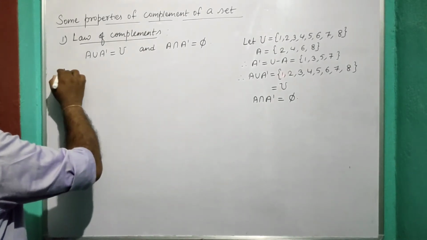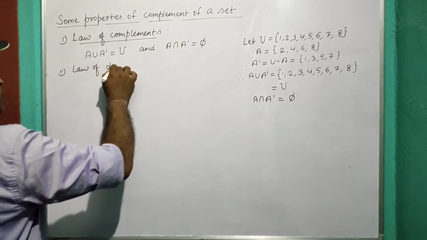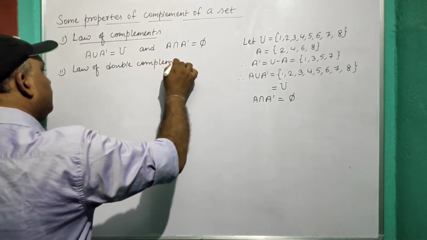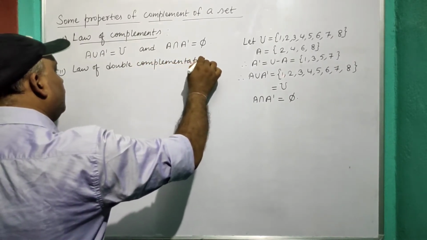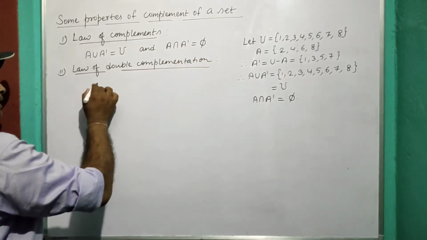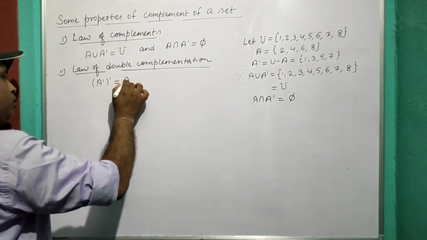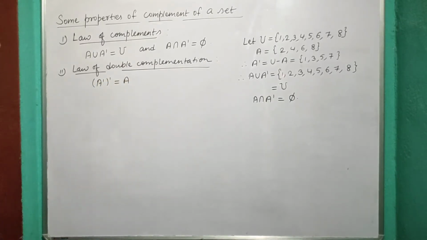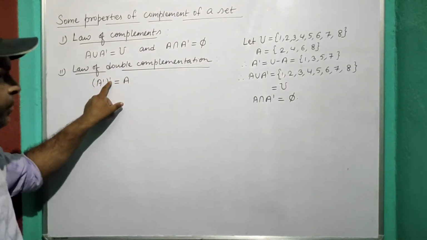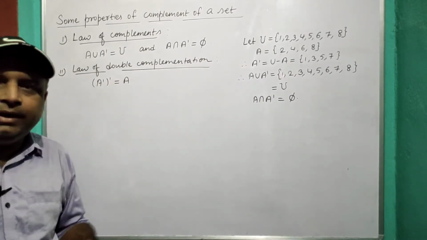Second one is law of double complementation. Now what is this law of double complementation? It's a very simple thing. It says that if you find the complement of a set, observe that this A dash is the complement of set A, and this means you are again finding the complement of complement, so that is A.